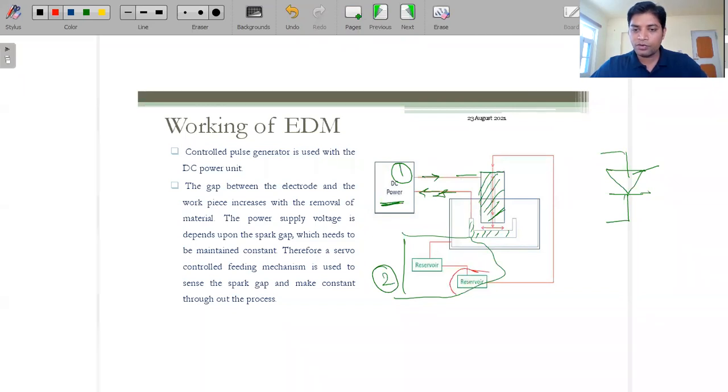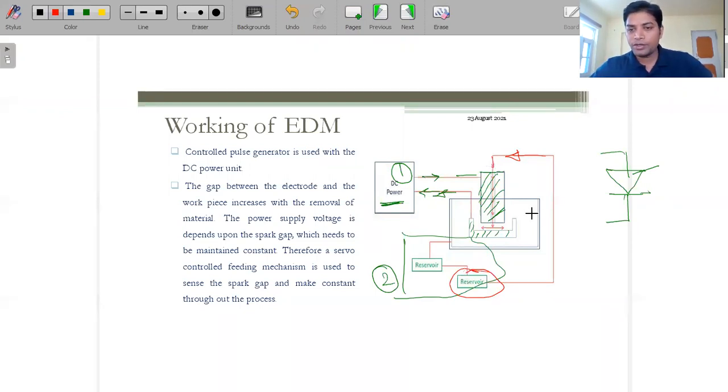Next are the reservoirs we are using. This is the main reservoir where the dielectric fluid, sorry, deionized, or dielectric fluid also we can say, is filled. So now this deionized dielectric fluid we have to insert inside, between the workpiece and the tool, where the minimum gap is maintained.